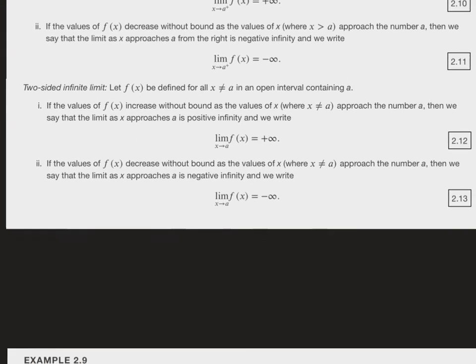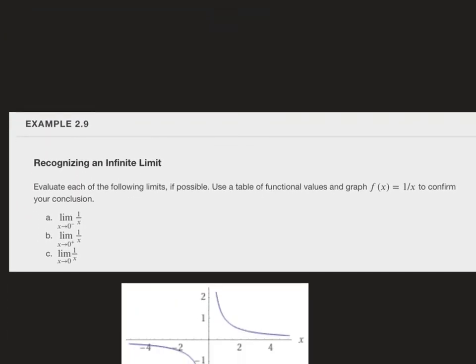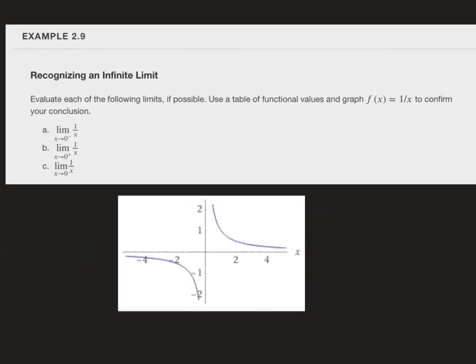Now we have one example of this. Let me scroll down a little bit here. In this one, it says that we can use a table of functional values and a graph. For this example, I just want to use the graph. What I have below is a little bit grainy, so I apologize for that. But this is the graph of f of x equals 1 divided by x. And let me draw my little arrows here. This graph continues on in all those directions. It has these two branches. It's not defined at 0 because f of 0 equals 1 over 0. That does not exist. But the question asks about the limit.